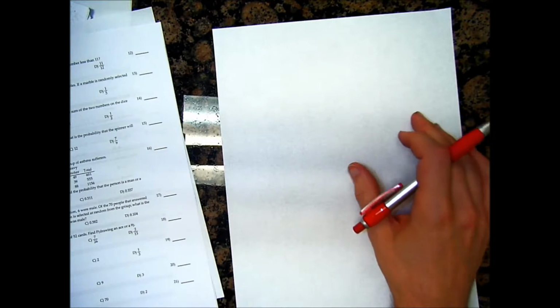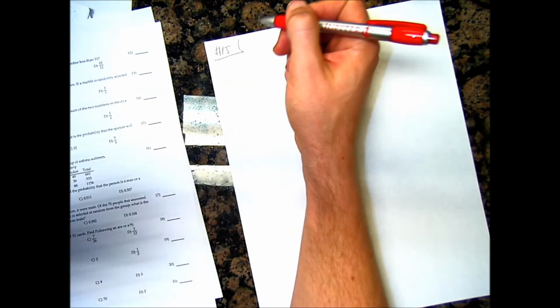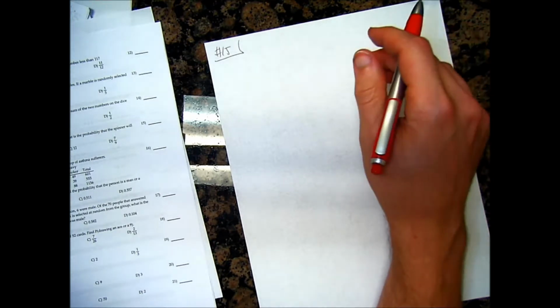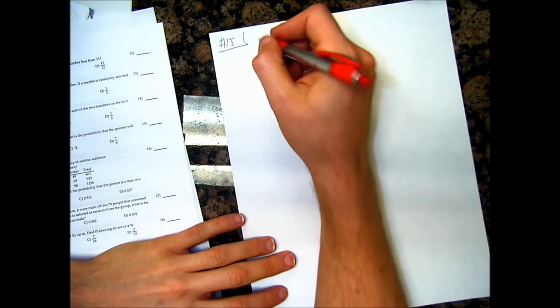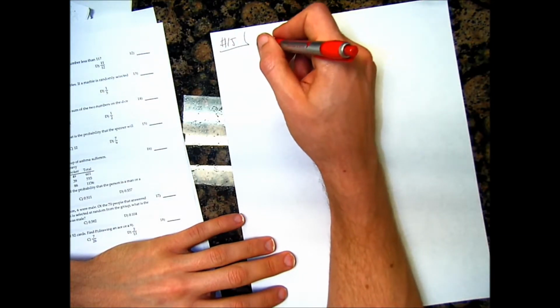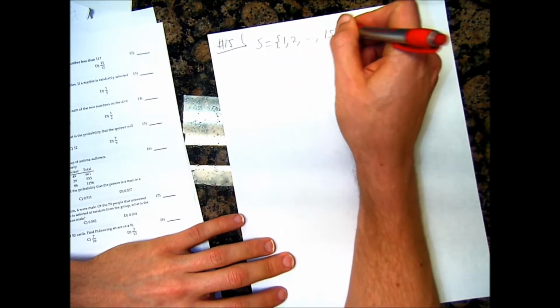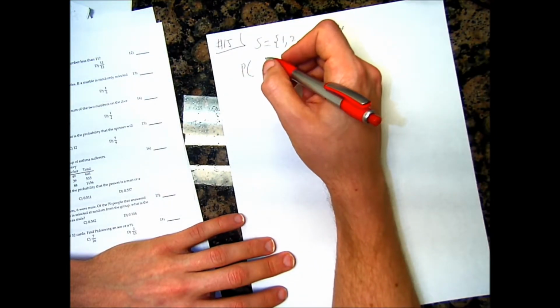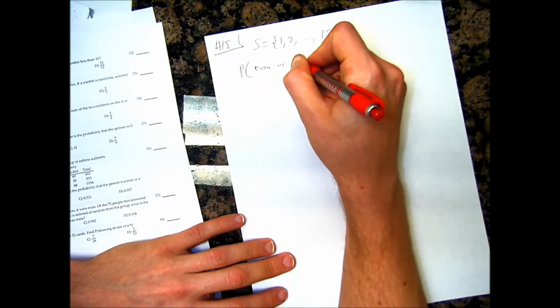All right, so a spinner. This is number 15. A spinner has equal regions numbered 1 through 15. What's the probability that the spinner will stop on an even number or a multiple of 3? This is a good one. So there's 15 possible regions. So our sample space is 1, 2, all the way to 15. So we want the probability of an even number or a multiple of 3.